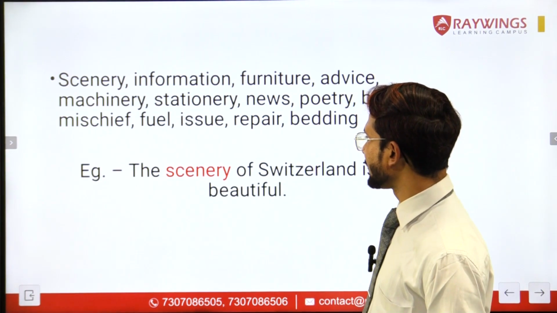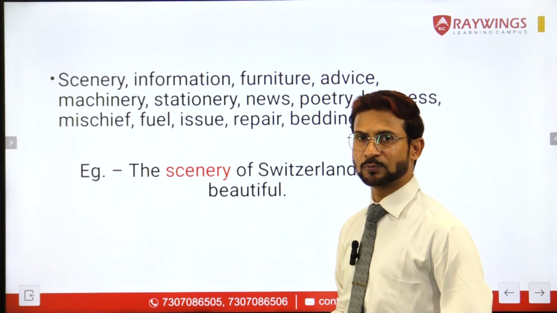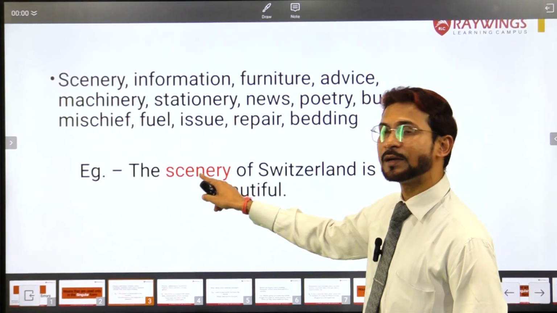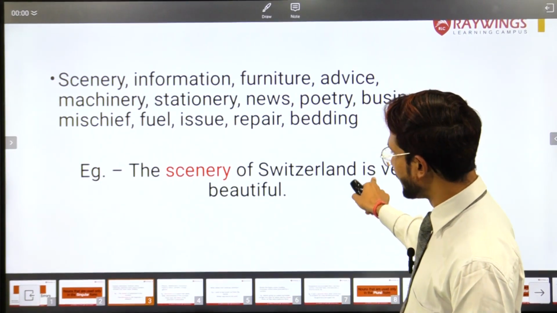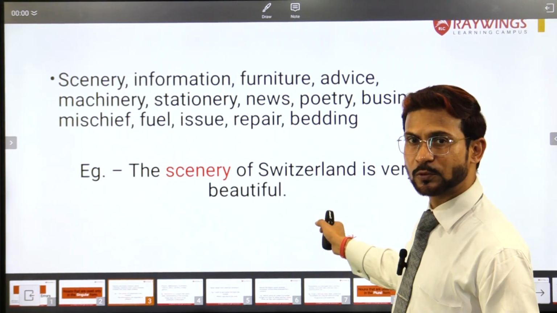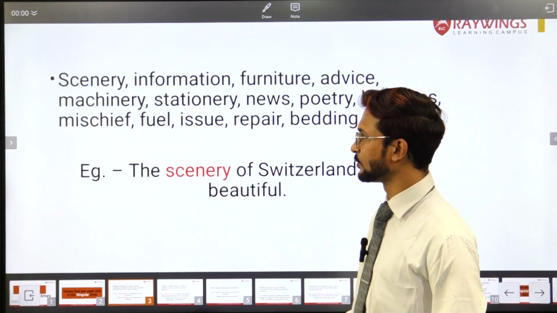The first example says, the scenery of Switzerland is very beautiful. Now you can see, scenery has been used in the singular form and it is followed by a singular verb is. So we never say the scenery of Switzerland are very beautiful. It is always is very beautiful, as this noun is being used in the singular form.